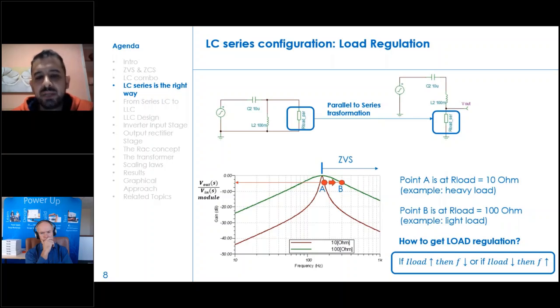For sake of simplicity, you can find the load regulation rule on the bottom right. So if the load current decreases, the frequency needs to increase to get the same gain. Why the same gain? Because we are trying to get voltage regulation.